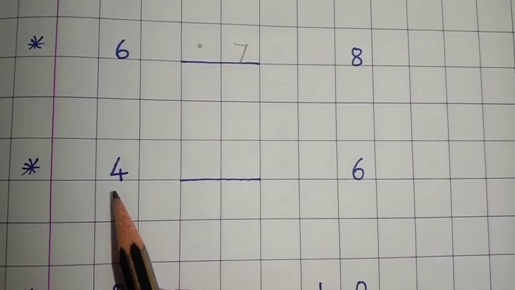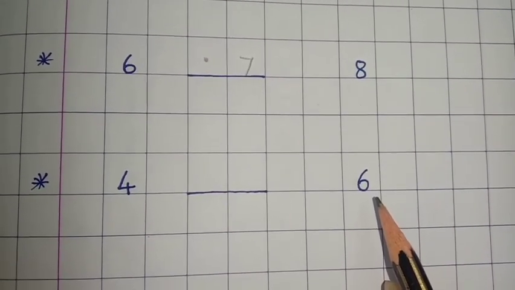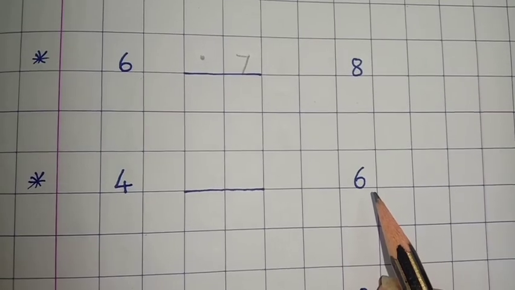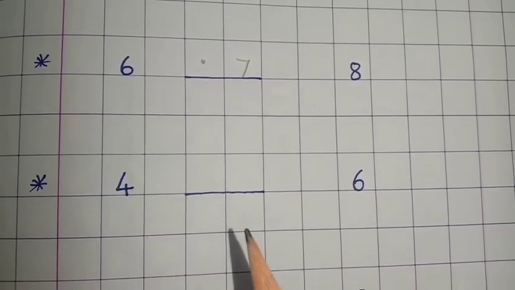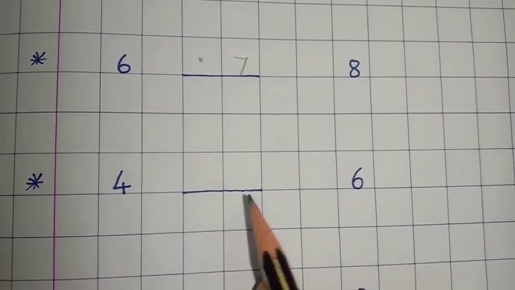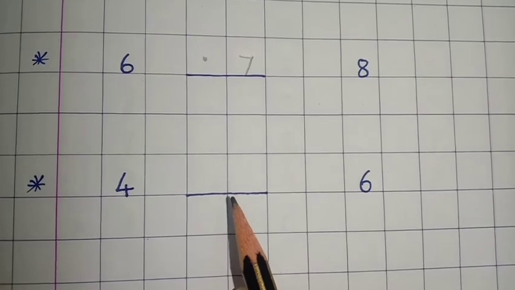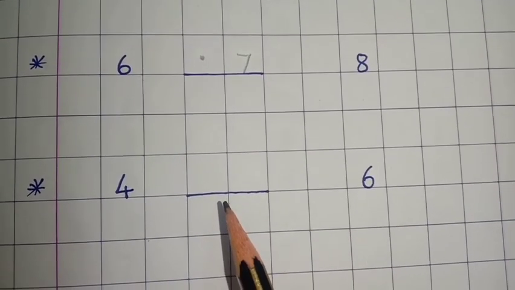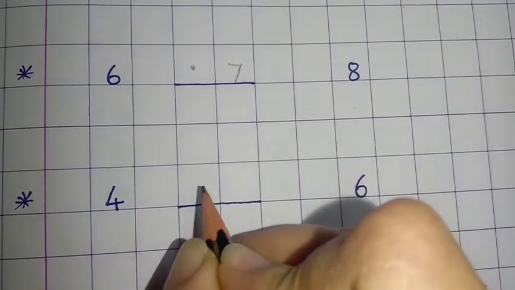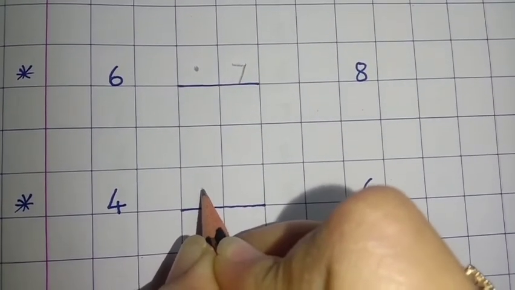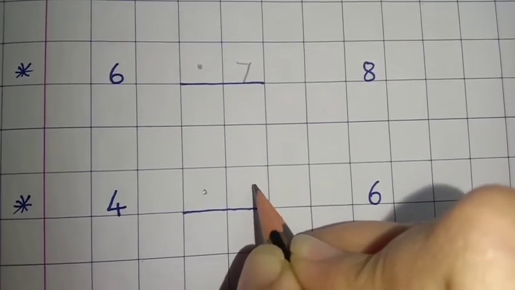Tell me which number is this? Number 4. And which number is this? Number 6. So let's start counting the numbers. 0, 1, 2, 3, 4, 5, 6. So which number comes after number 4? Yes, number 5. And number 5 is a single digit number. So first we will put a dot in the first box and we will write number 5 in the second box.